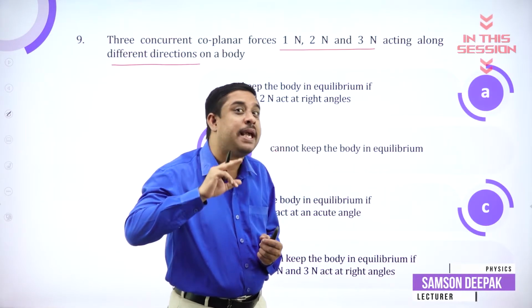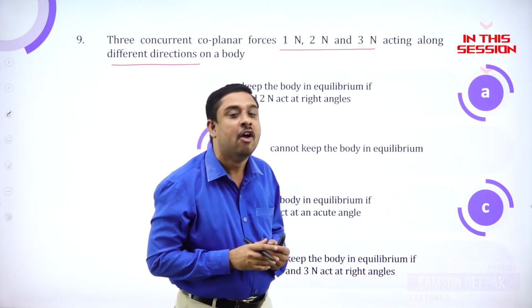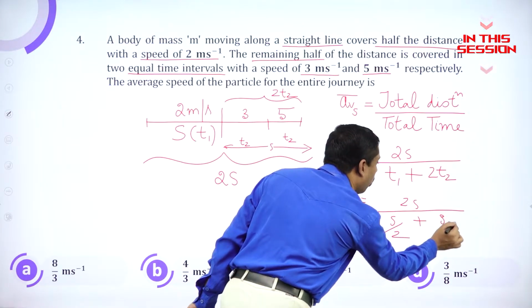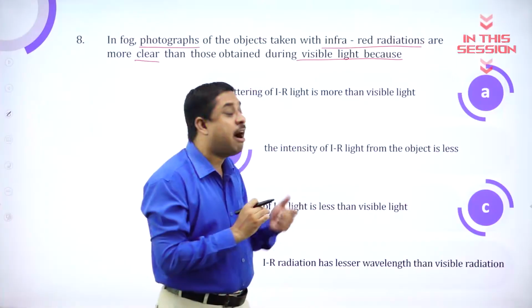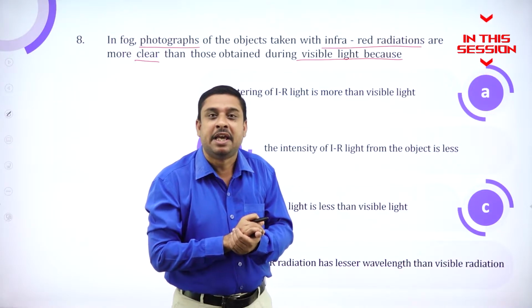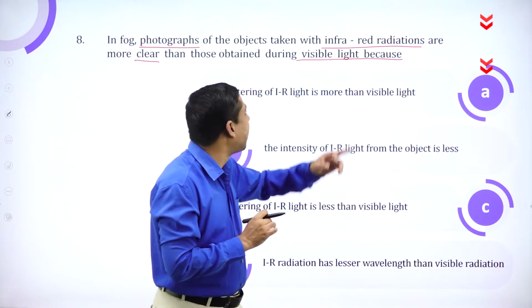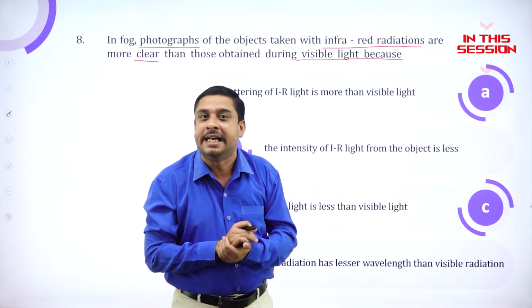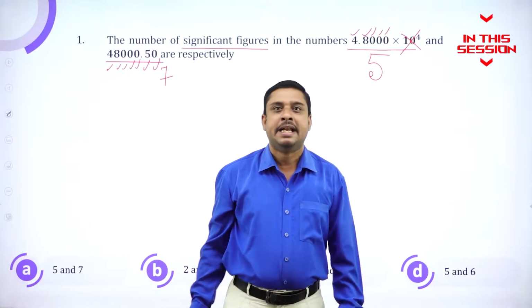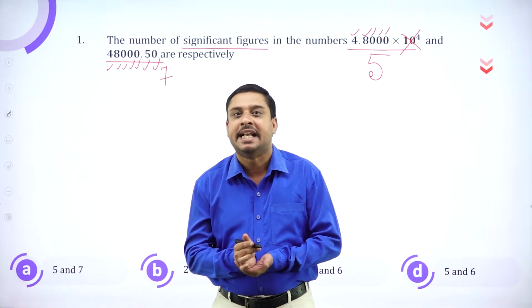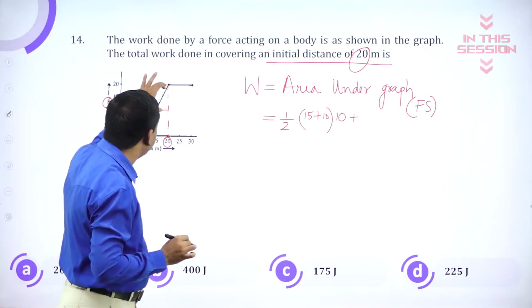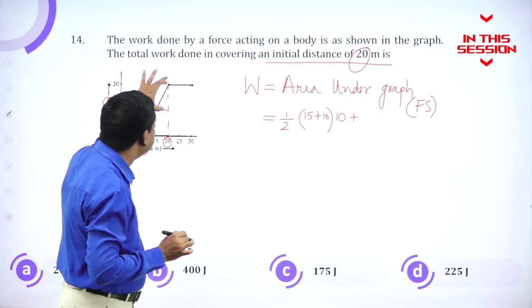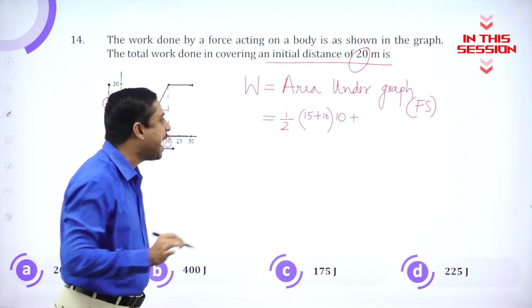of them should be in the same direction for equilibrium. Why? This is 2 times T2. When you simplify, it is S divided by 4. IR radiations give you better clarity than visible light. Why? So the number of significant digits is 5 and 7. Area of this triangle, there is a triangle here, half base into height.